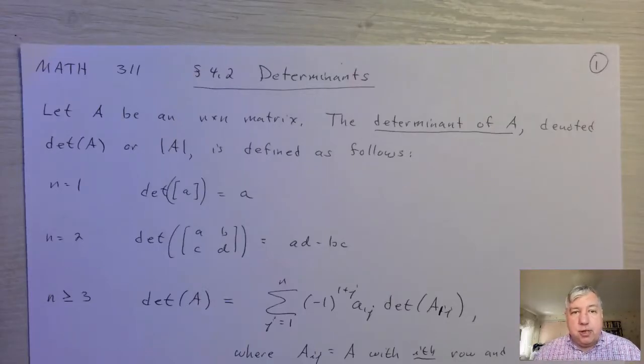This lecture is part one of a lecture on section 4.2 from Math 311, a course in linear algebra at Western Illinois University. So we are finally coming to the topic of determinants, one of the more familiar topics. Every linear algebra course has them.